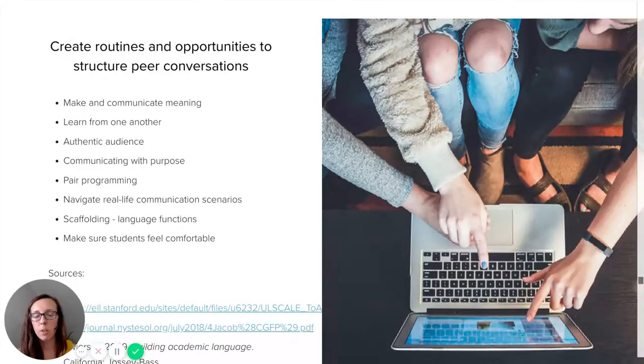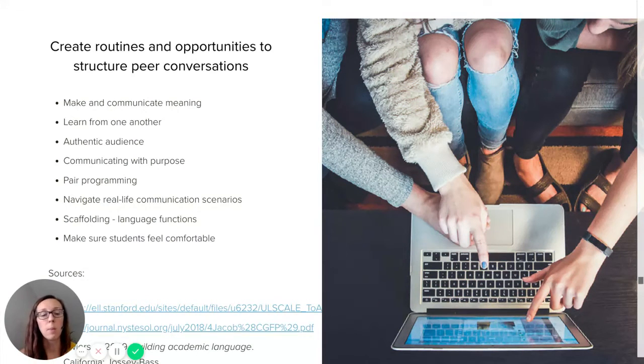So I have just a couple other points that I wanted to mention, and these are things that I think especially come into play with computer science classes. One of them is related to creating routines and opportunities that are structured peer conversations. This allows students to make and communicate meaning. It allows them to learn from one another. They have an authentic audience. They feel like they're communicating with purpose.